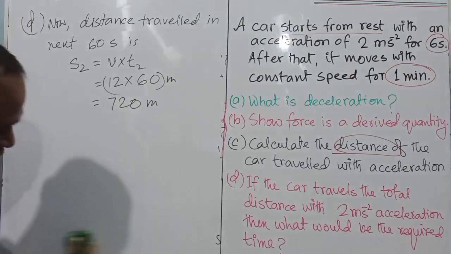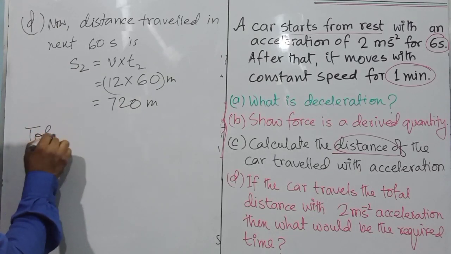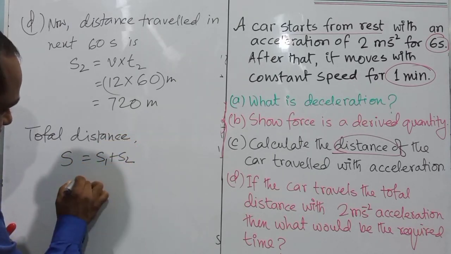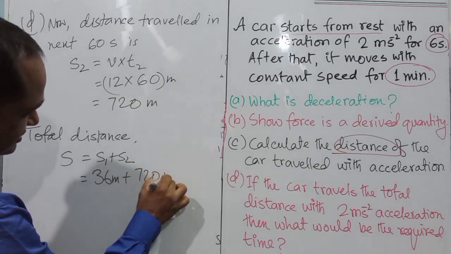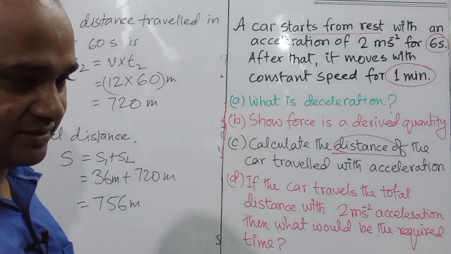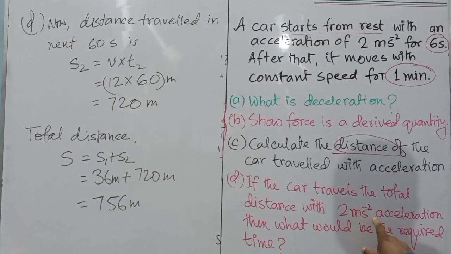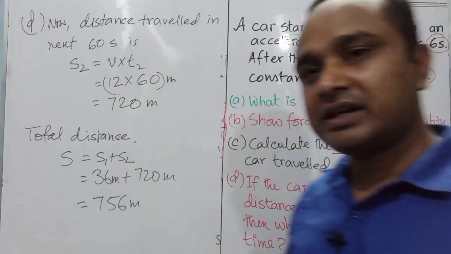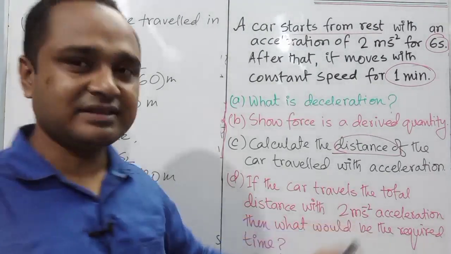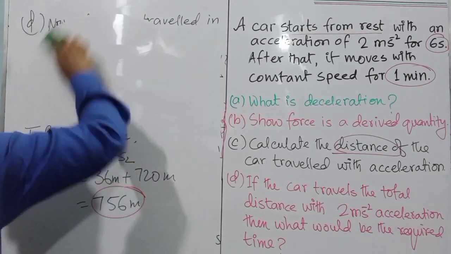Dear students, so total distance traveled by the car in 1 minute and 6 seconds is total distance S is equal to S1 plus S2, that means 36 meter plus 720 meter. So we can write that 756 meter. This is the total distance. So now we have to calculate the required time to travel this distance using 2 meter per second square acceleration. They say if the car travels the total distance, 756 meter, using this acceleration, then what would be the required time?